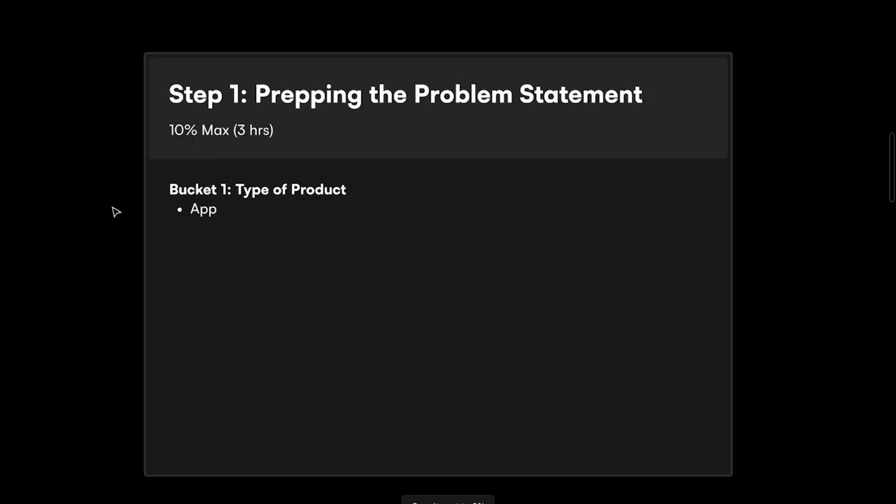If I come back here to Figma, we have the first step, which is prepping the problem statement, right? You're trying to prepare the problem statement. And I'm going to take what Monish has mentioned in this case study and try to put that here. The first bucket is to define what is the type of the product. And in this case, we know it's going to be an app. So that is sorted. The next thing is what is the core problem? Now, the core problem here is something that is very unclear to me. And the third thing here is even the core users are very unclear to me.